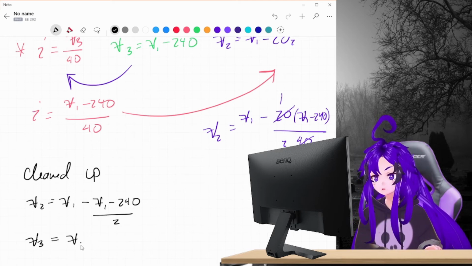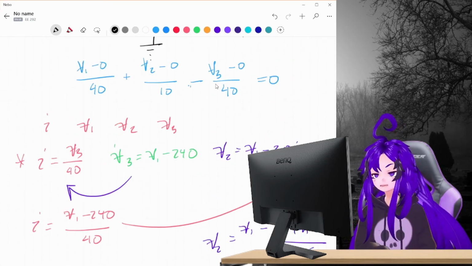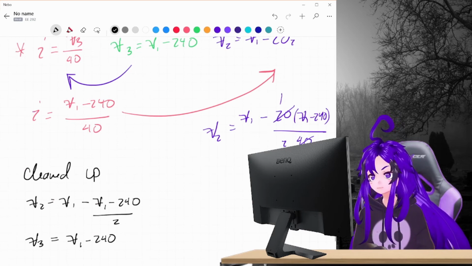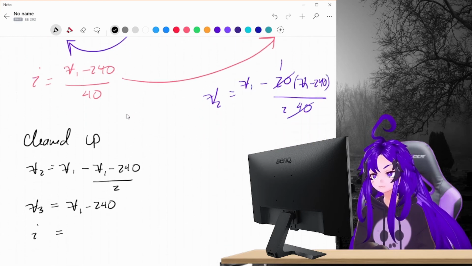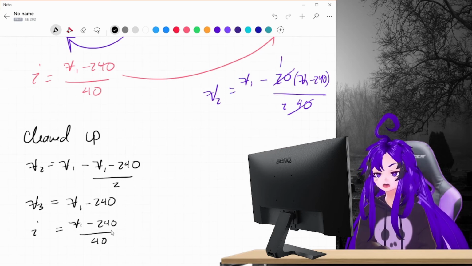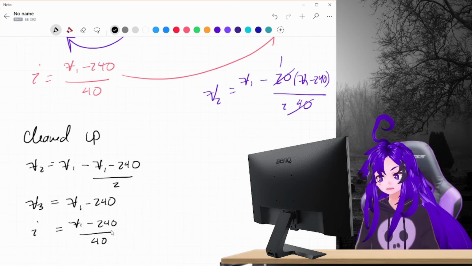V3 is V1 minus 240. And I equals V1 minus 240 over 40. So now with these, we can start solving through.